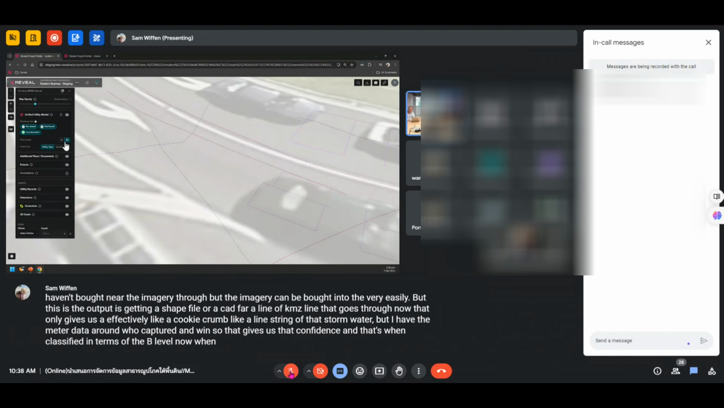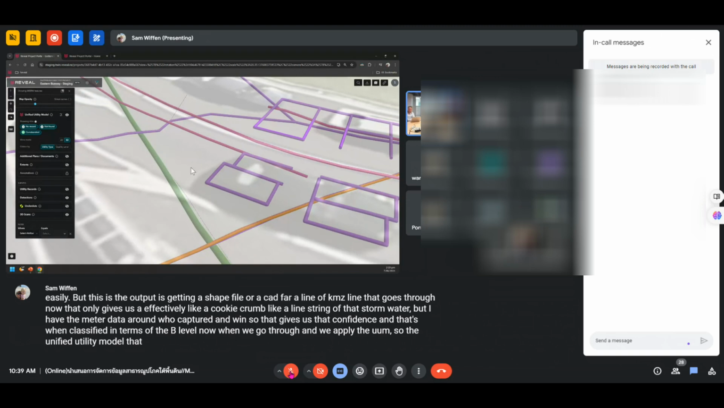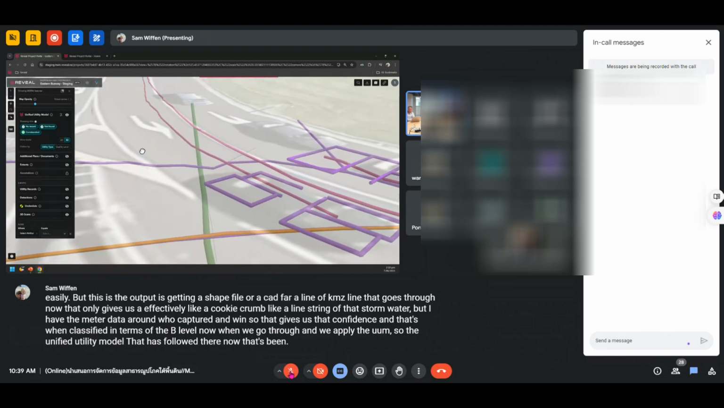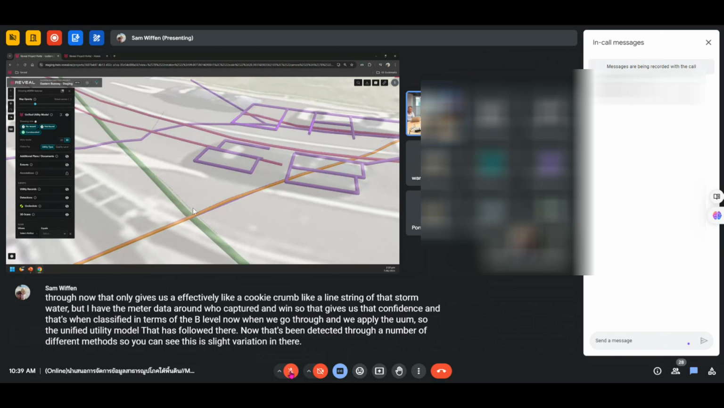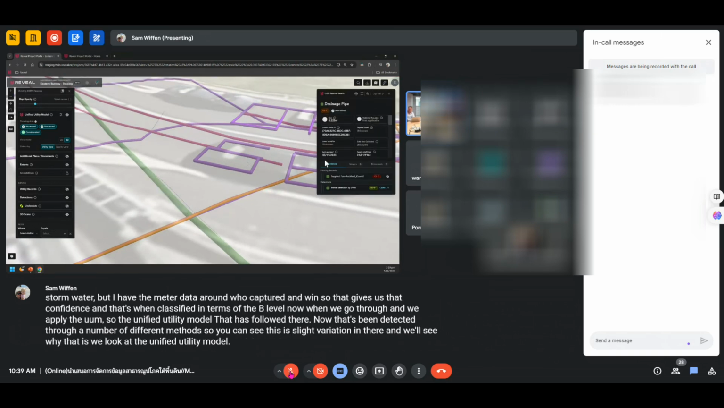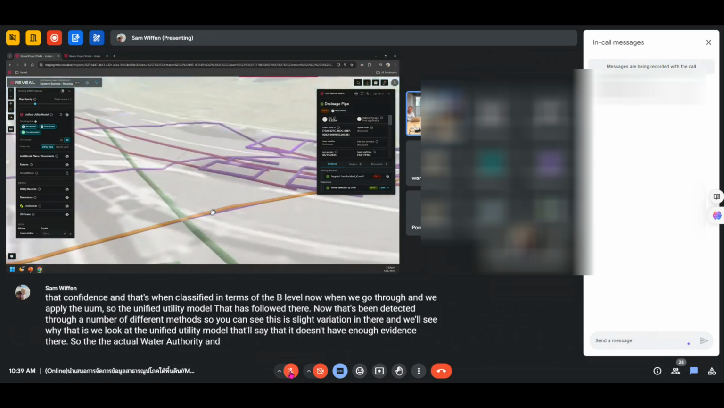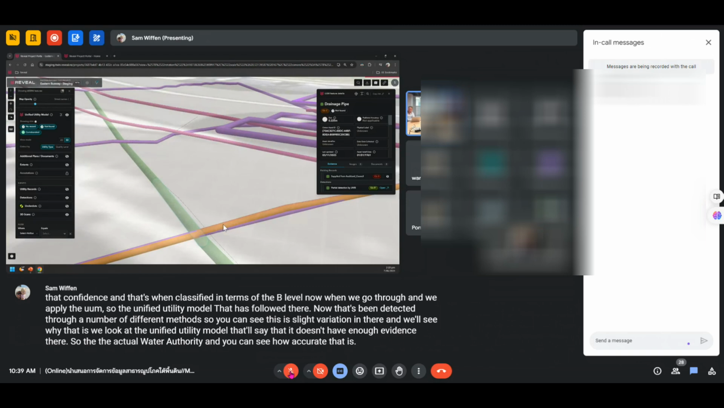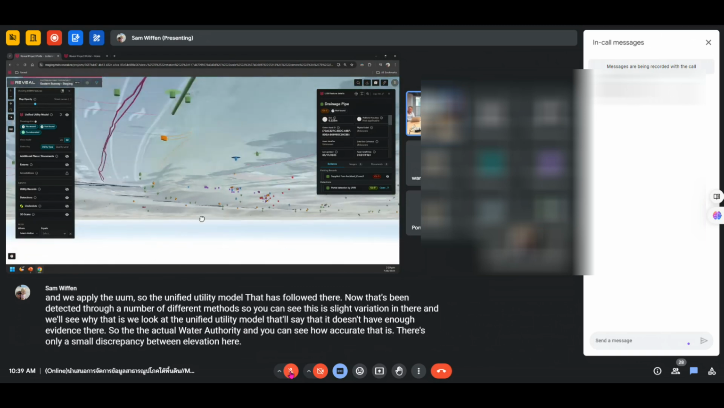Now when we go through and we apply the UUM, so the Unified Utility Model, that has followed that. Now that's been detected through a number of different methods, so you can see there's a slight variation in that, and we'll see why that is. We look at the Unified Utility Model, that'll say that it doesn't have enough evidence there. So the actual water authority, and you can see how accurate that is. There's only a small discrepancy between elevation here. Oh, too far.